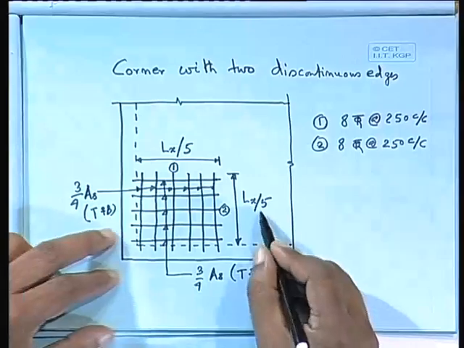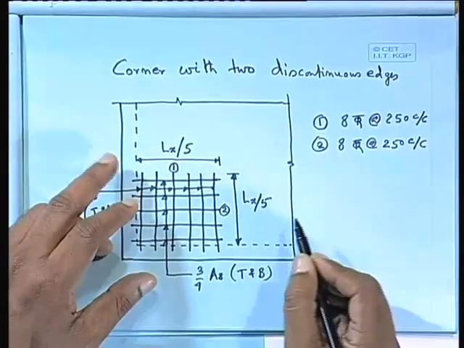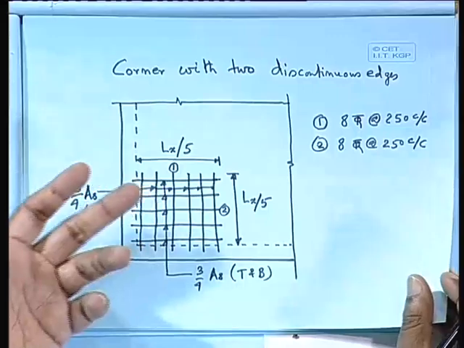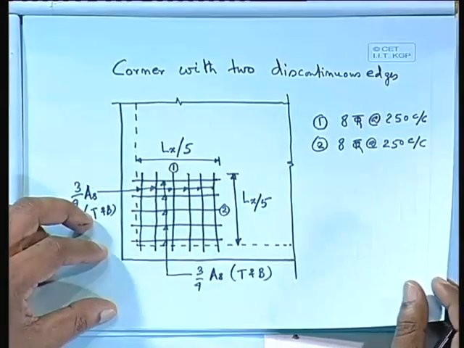Lx is the span that we are talking about. So Lx, Ly for the slab. Lx is always in the shorter direction. When you talk about Lx, you mean the shorter direction.